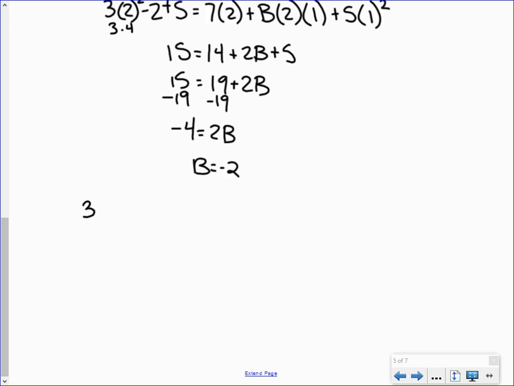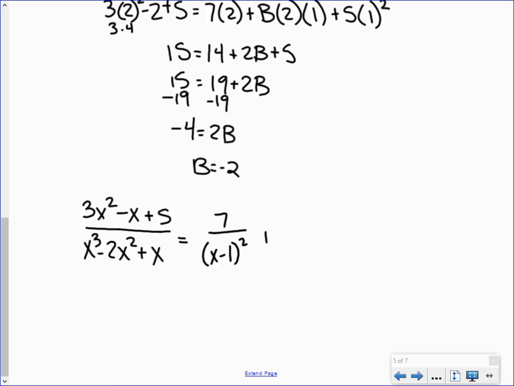What do we have? 3x squared, is it minus x? Plus 5 over, was it x cubed minus 2x squared plus x? The original problem? Minus 2x squared plus x. And then we said a was 7. Is that correct? Over x minus 1 squared plus b, which is negative 2. So you can either write plus negative 2 or you could do a minus 2 over x minus 1. And then c was 5, so plus 5 over x.